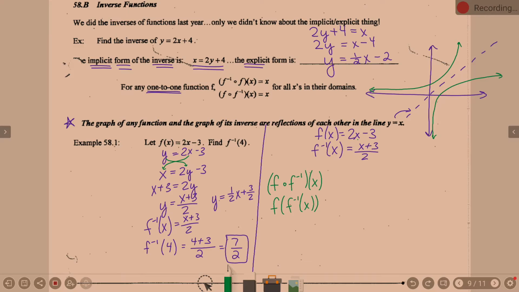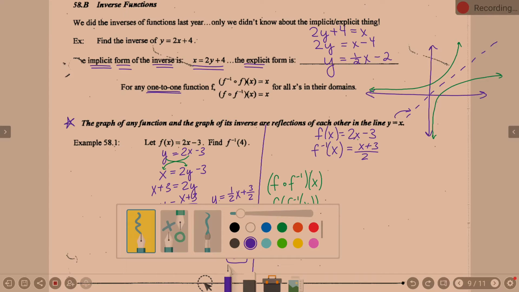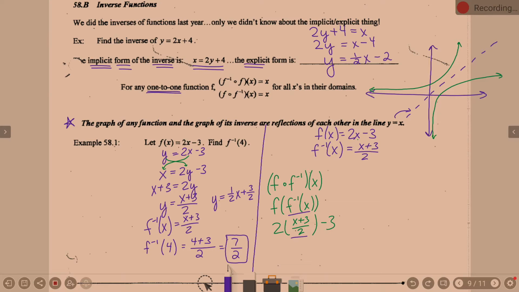So if my f is 2x minus 3, it's going to be 2 times (x plus 3) over 2 minus 3. So I replaced f inverse right in there. What do you know about 2 times (x plus 3) over 2? It's just x plus 3. Yeah, the 2's are going to cancel. And I'll have x plus 3 minus 3. And what's x plus 3 minus 3? x. So that one checks out, right?